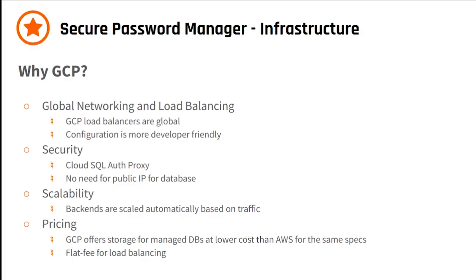And Google has no requirement for a public IP address for their databases. Some services like AWS require that, but that can create some security concerns since the database can be accessed publicly through that IP address. Scalability, like I said, new VMs can be spun up as necessary on Google Cloud. And lastly, pricing. GCP offers very competitive pricing, and they offer a flat fee for load balancing, whereas a lot of other services, AWS and Azure, usually have an increasing price for increasing demand.